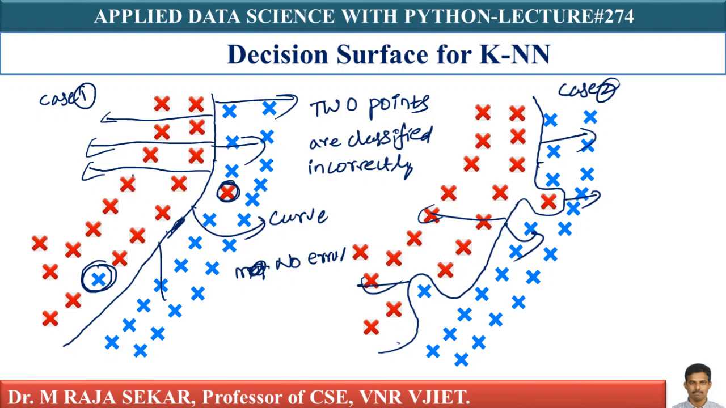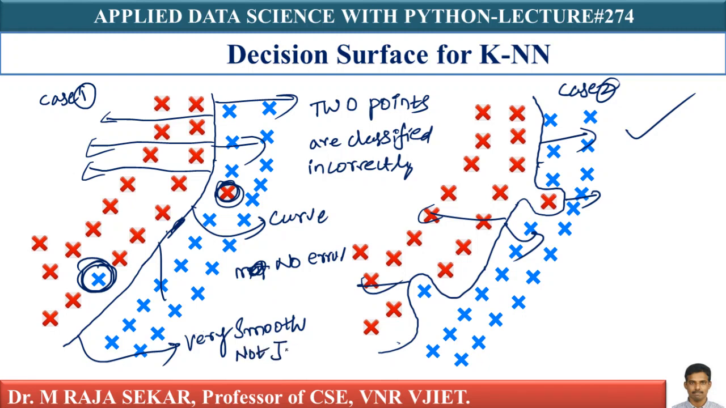When I have a curve like case 1, what happens? My case 1 curve makes 2 errors. This is one error, this is another error, isn't it? While the case 2 curve here makes no errors, but my case 1 curve is also very smooth. This curve is a very smooth curve, isn't it? It is not jagged.